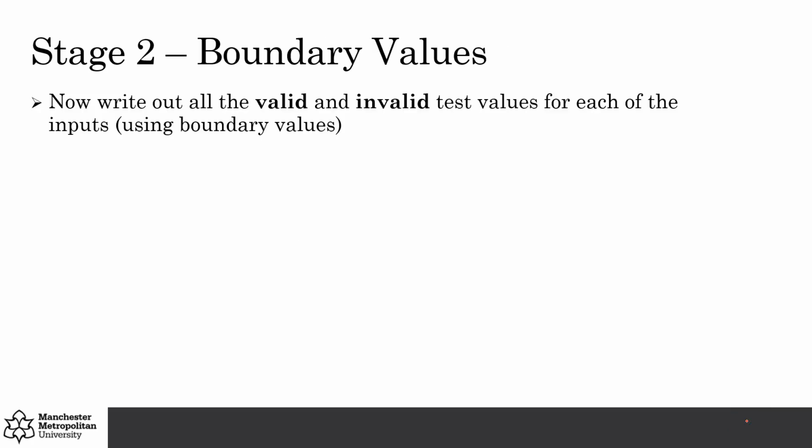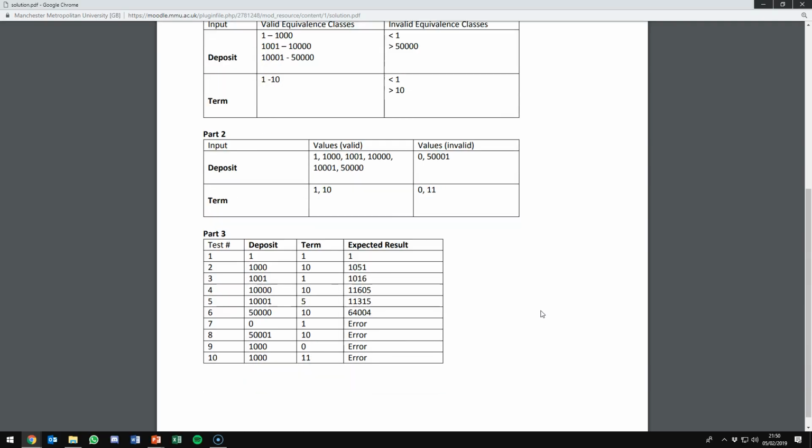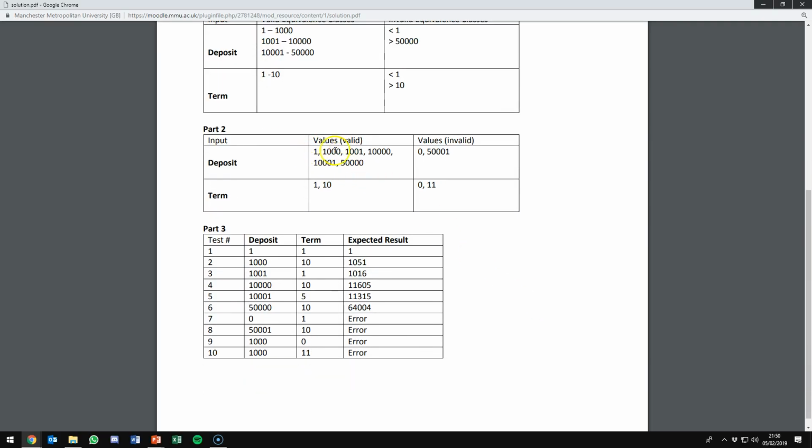So stage 2 is to write down all of the valid and invalid test values for each of those inputs using boundary analysis. So using values which are at the boundary of those equivalence partitions. So let's go back to the worked example, and as you can see there on part 2, we've got some boundary values. So we want to check for ones which are included and also values which are at the border. So because 1 is valid, we would check at the opposite end of that, just before it, which is 0.